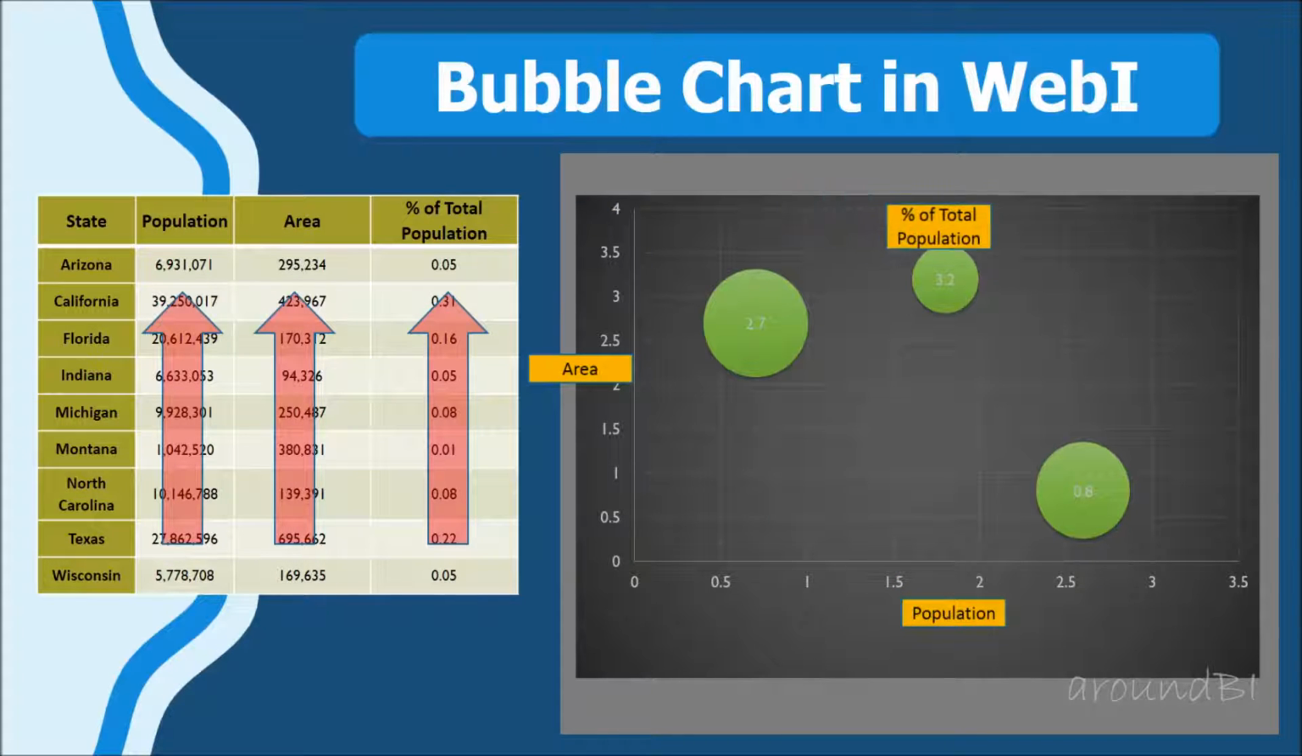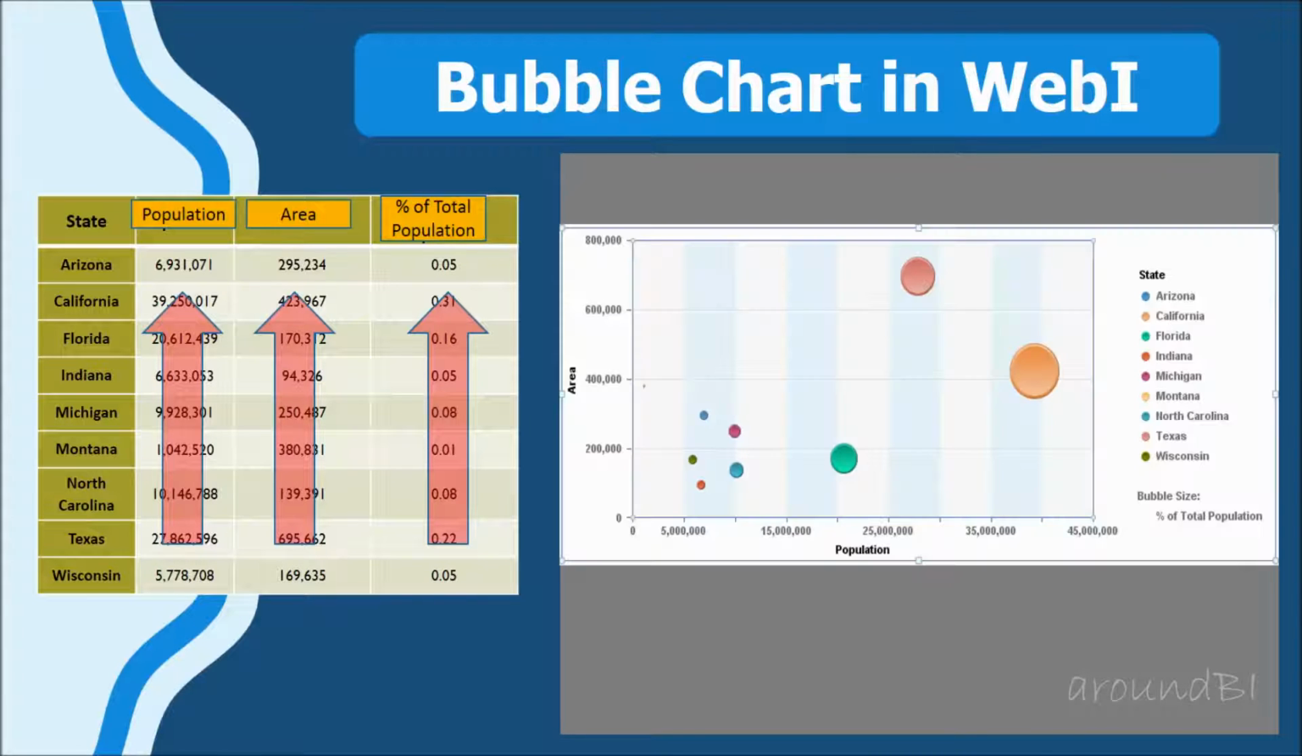If I show you a bubble chart based on this data, check out this green disk. It is showing population and area for Florida through the X and Y axis, and the disk size is presenting percentage of total population.